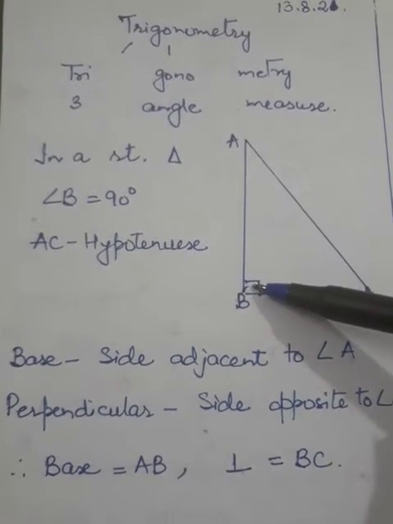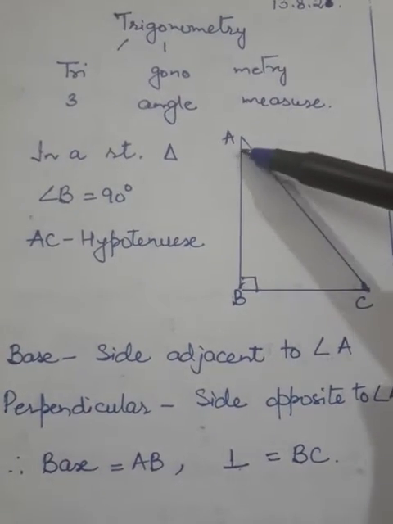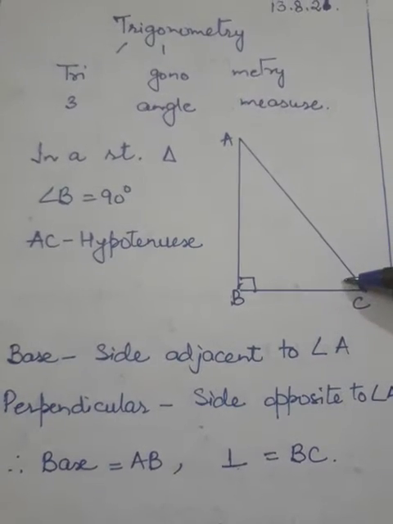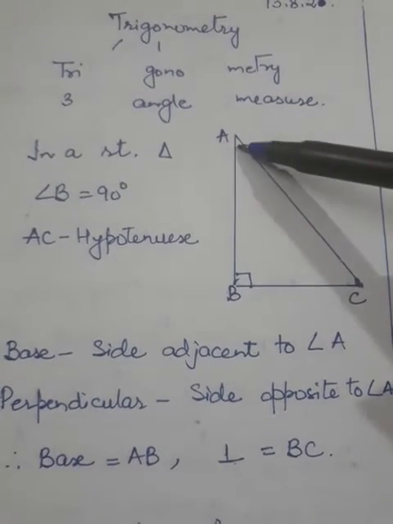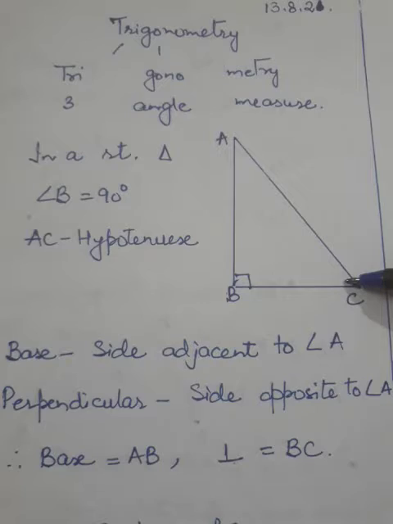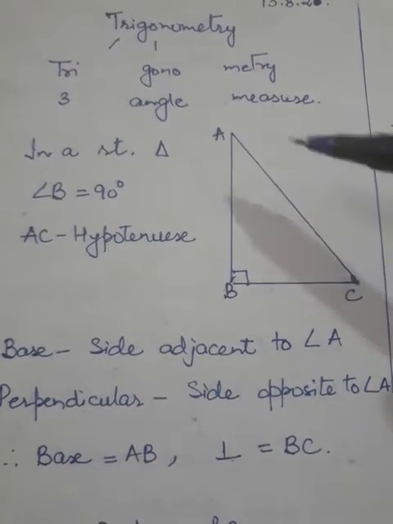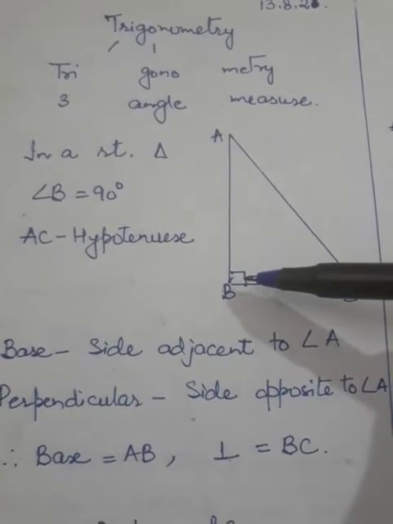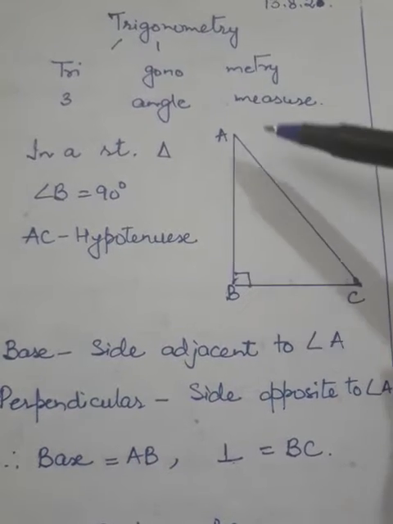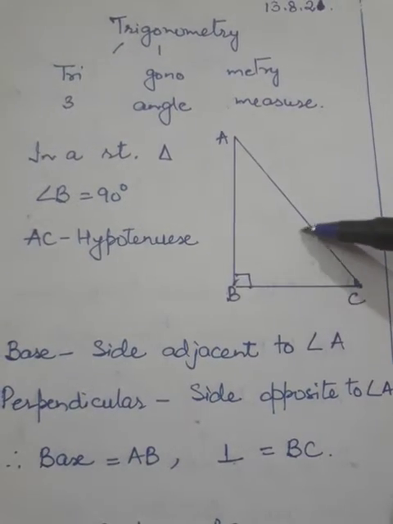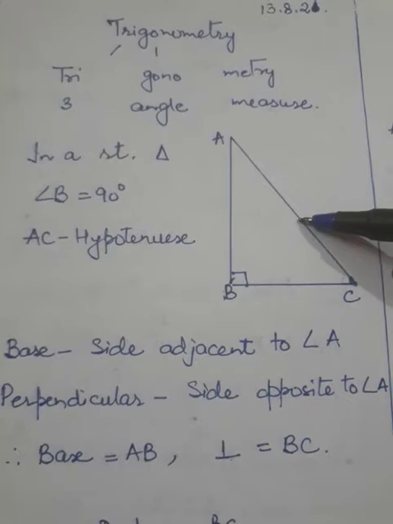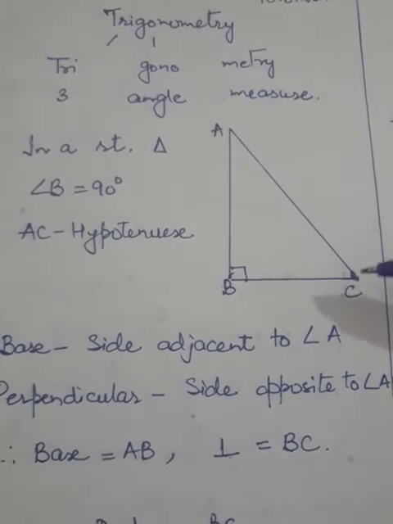Here, one angle is 90 degrees. The sum of the other two angles will also be 90 degrees. That is, angle A plus angle C is equal to 90 degrees. So in a right angle triangle, angle B is 90 degrees. Then the side opposite to angle B is known as the hypotenuse. So AC is the hypotenuse.